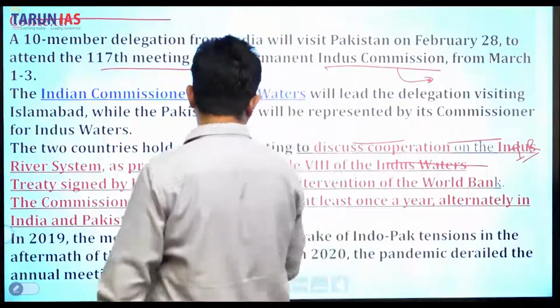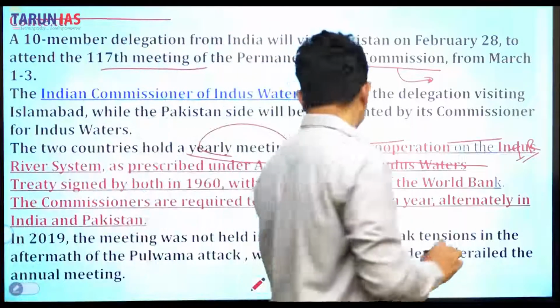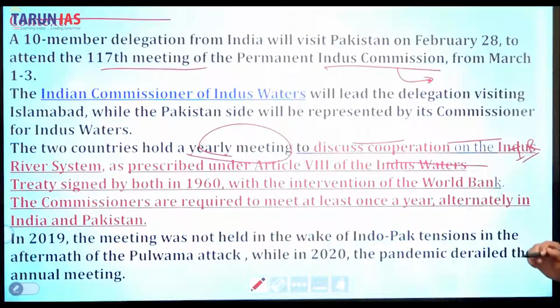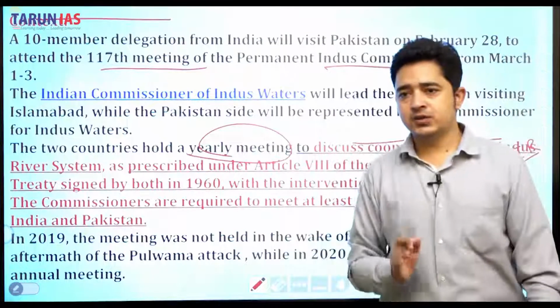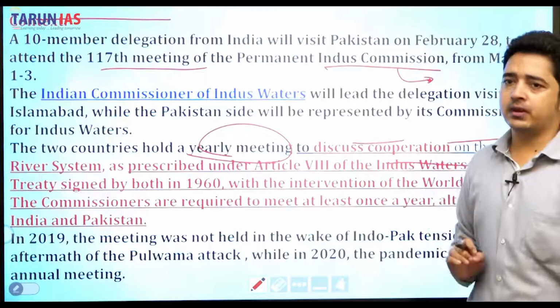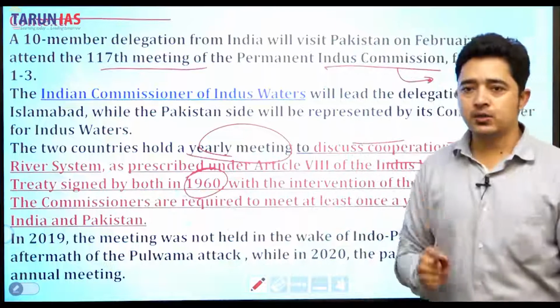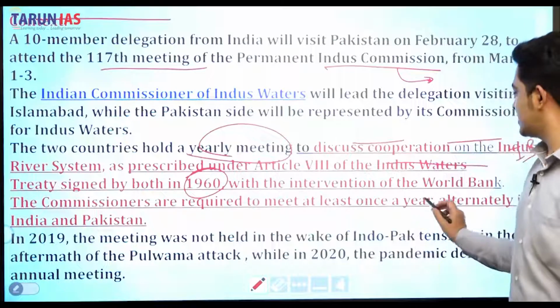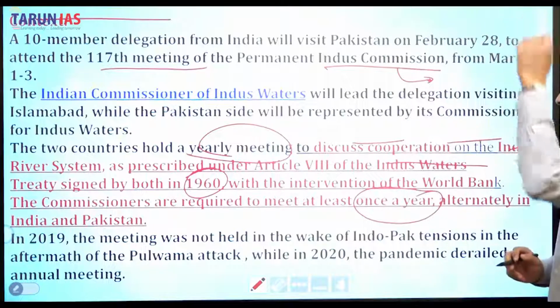The two countries hold a yearly meeting, the annual meeting to discuss cooperation on the Indus treaty signed by both in 1960. The treaty was signed in 1960, and what exactly is its importance? The commissions are required to meet at least once a year, alternately in India and Pakistan.